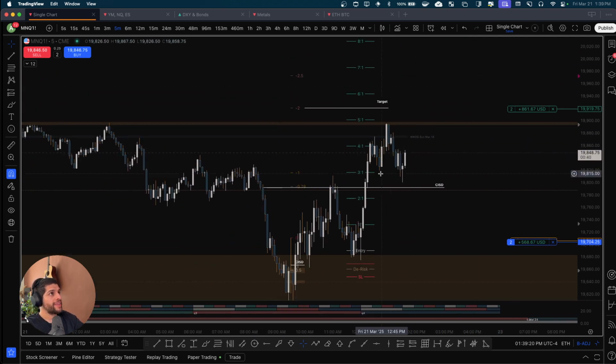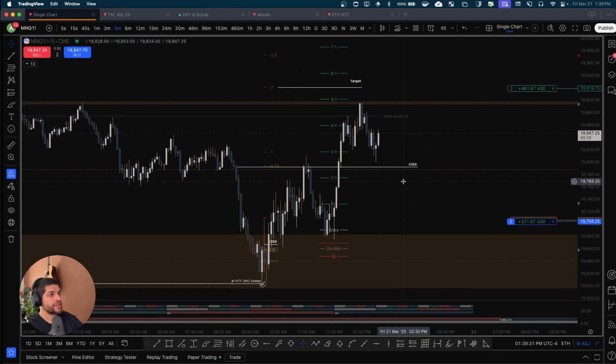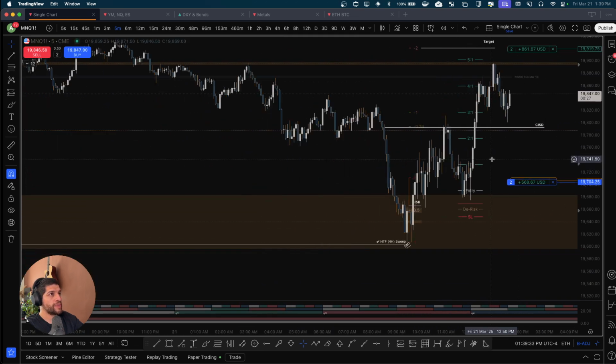We still have time. I think we could get this target sooner rather than later, unless we dump all the way back down. Then maybe we might be short on time if we get to 2:30. But I'm gonna let this play out. All right, this has been a beautiful entry, beautiful trade. I'm gonna call this a B setup.